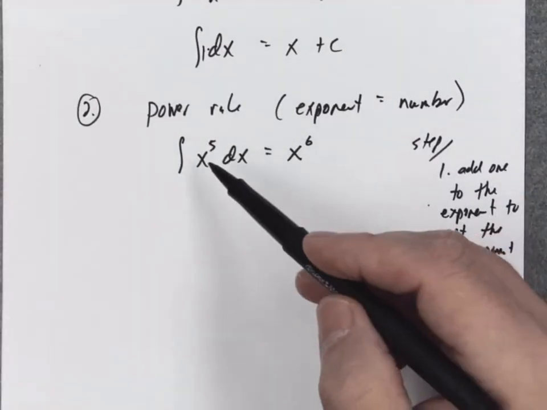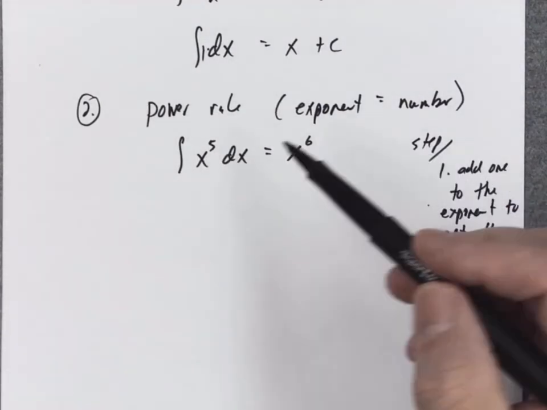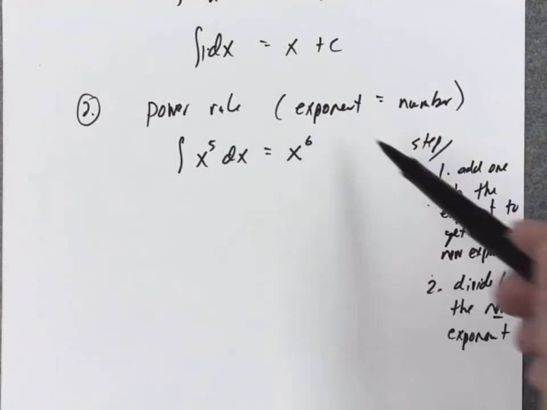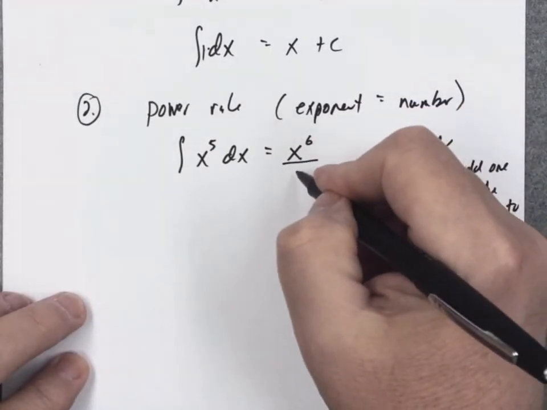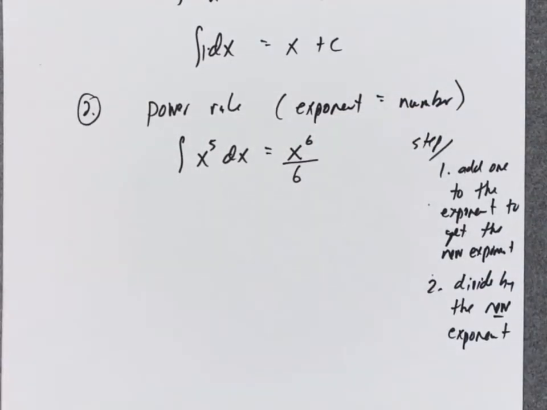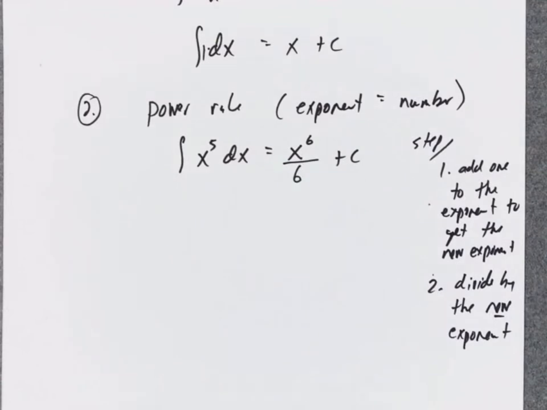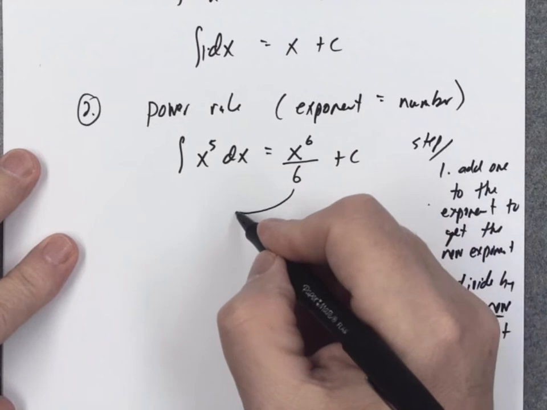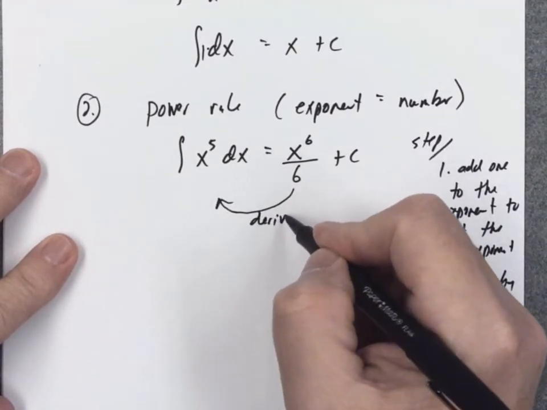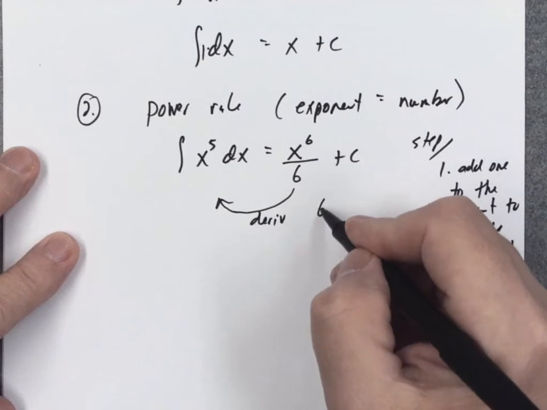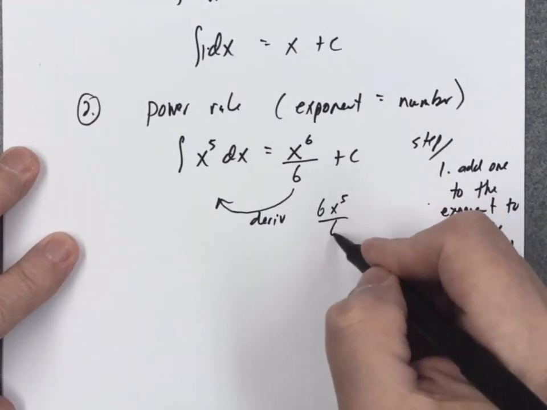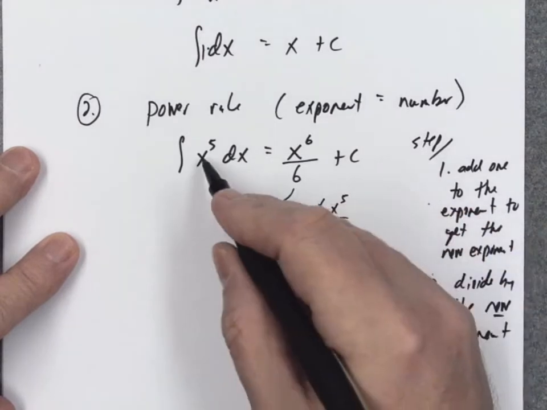Two-step process. Integral of x to the 5th. Add 1 to the exponent. That's your new exponent, x to the 6th. Then divide by that new exponent. That's it. That's the power rule. So anytime you have a variable raised to a number, once again, just for fun, if we were to check it, what's the derivative of this? It would be 6x to the 5th over 6, x to the 5th. Yep, checks out.